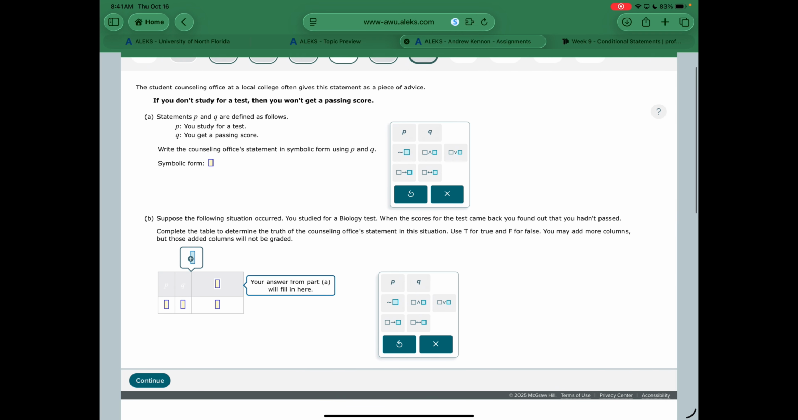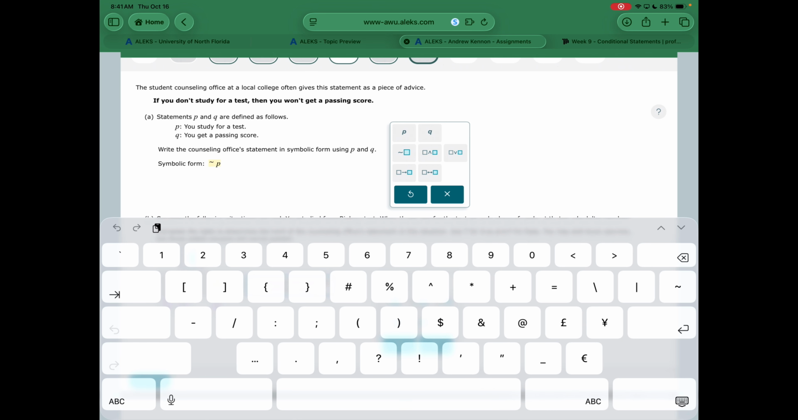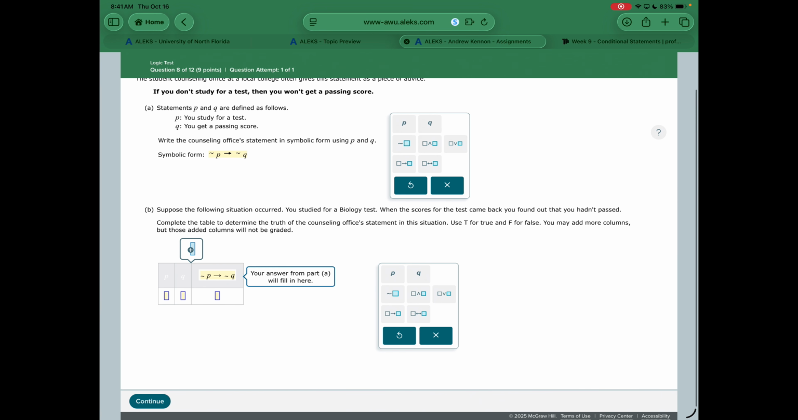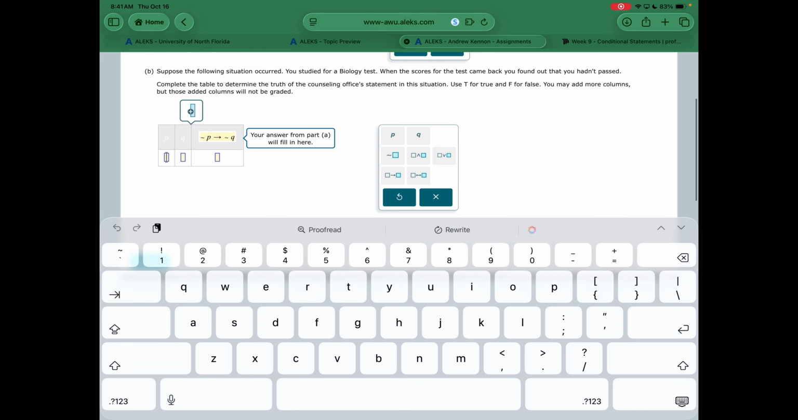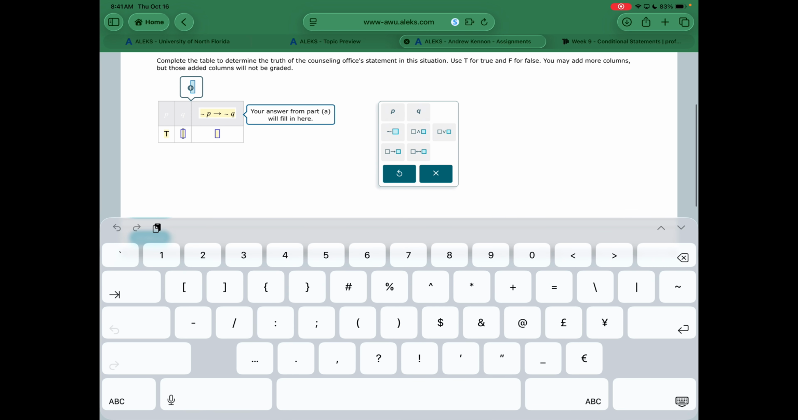So if you don't study for a test, then you won't get a passing score. So we already went over this part. Not P, then not Q. All right, and again, you got to pay attention to this statement right here. I wish they highlighted it somehow, but this is the only scenario we're looking at. So you studied for your biology test, so P is going to be true. When the scores for the test came back, you found out that you hadn't passed. So we did study, but we did not pass.